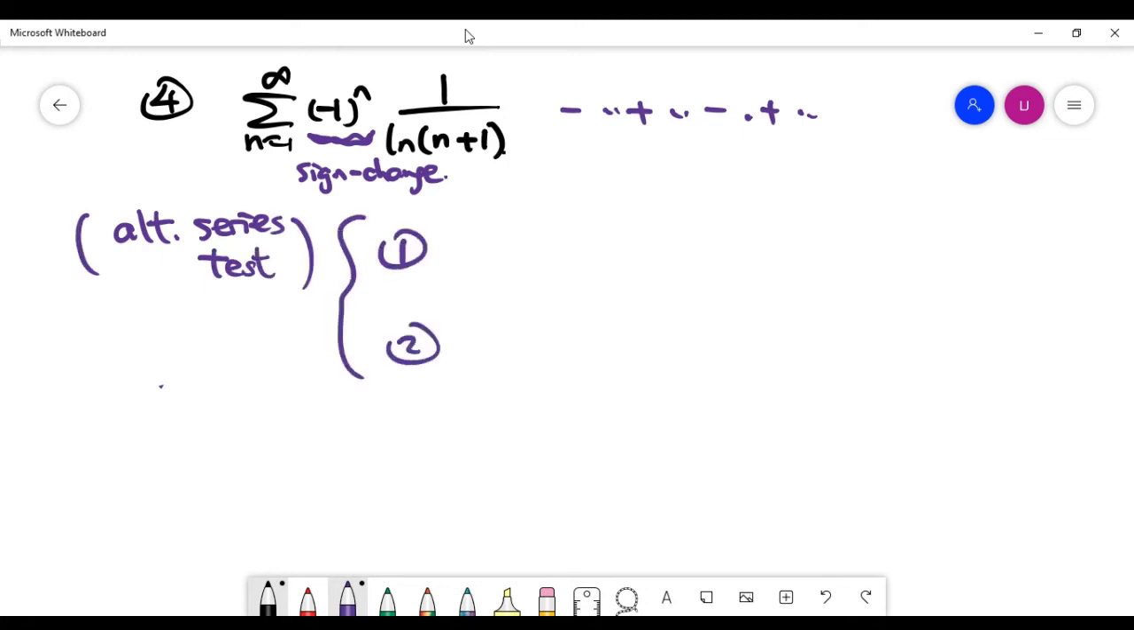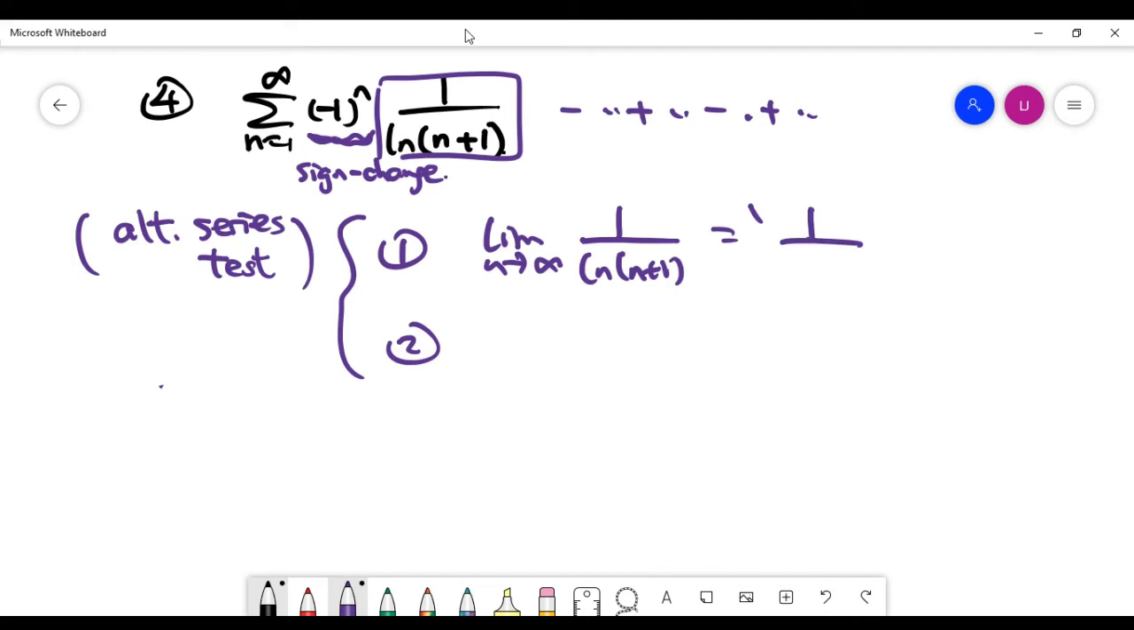There are two conditions to check. For the first condition, you have to take the limit as n goes to infinity for the terms you have here, which is 1 over ln of n plus 1. And conceptually, it is the same as 1 over ln of infinity, and we understand that ln of infinity conceptually is infinity, so 1 over infinity is 0 conceptually. So the first condition is fine.